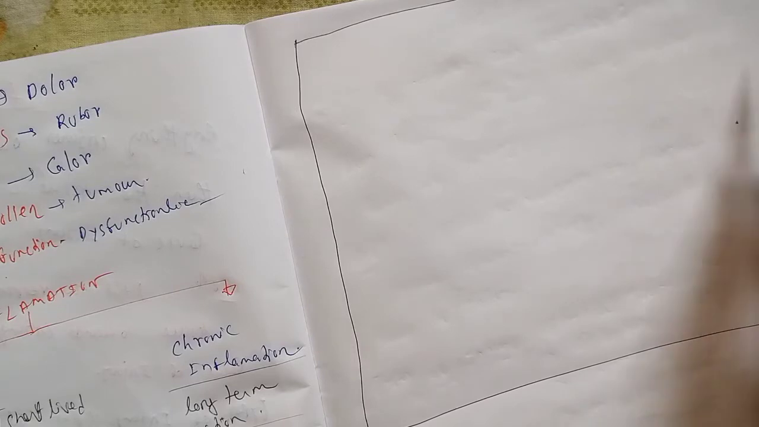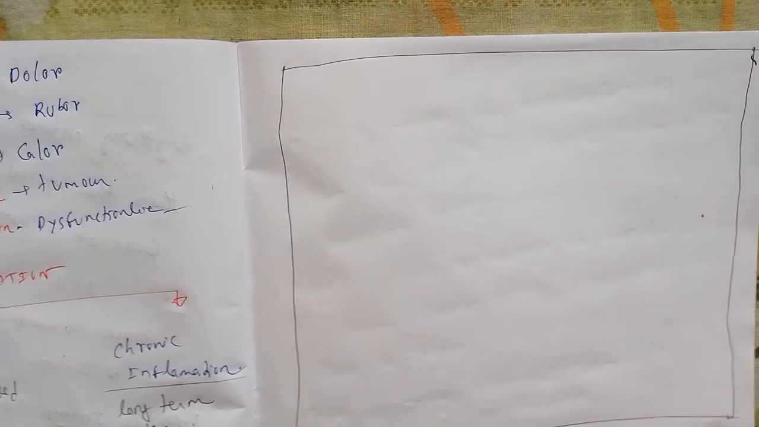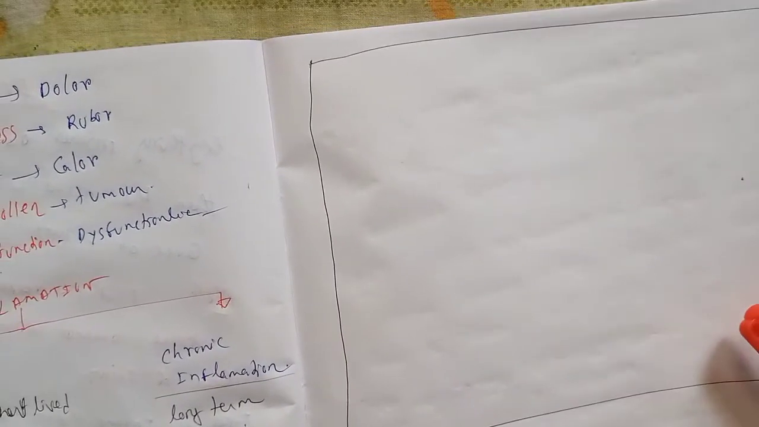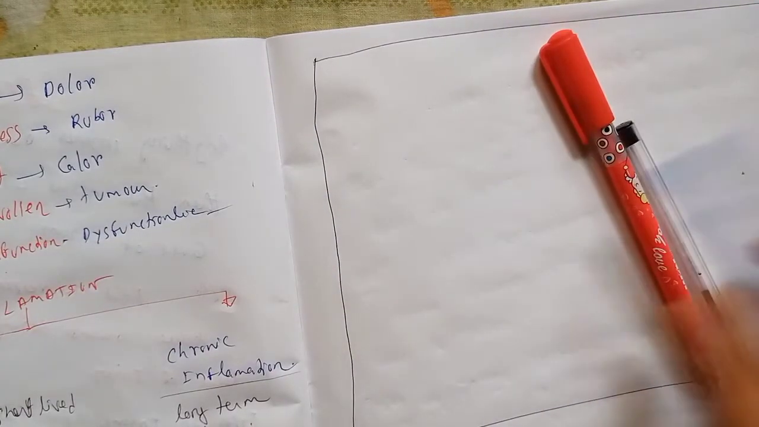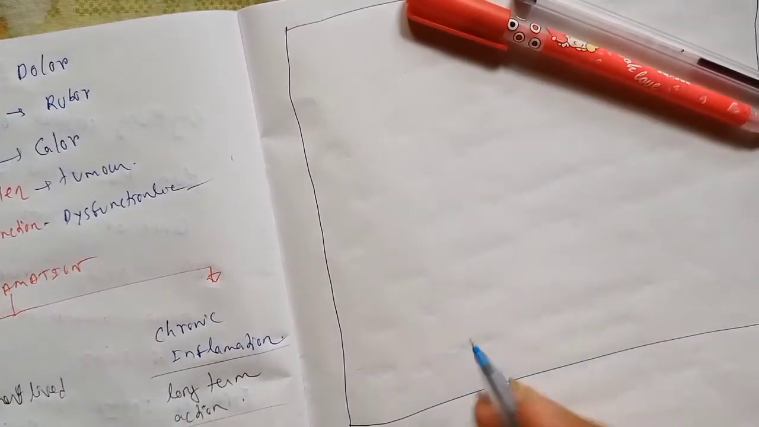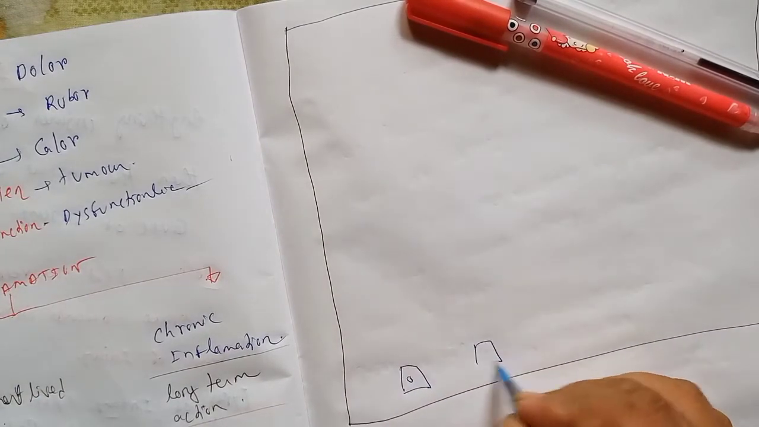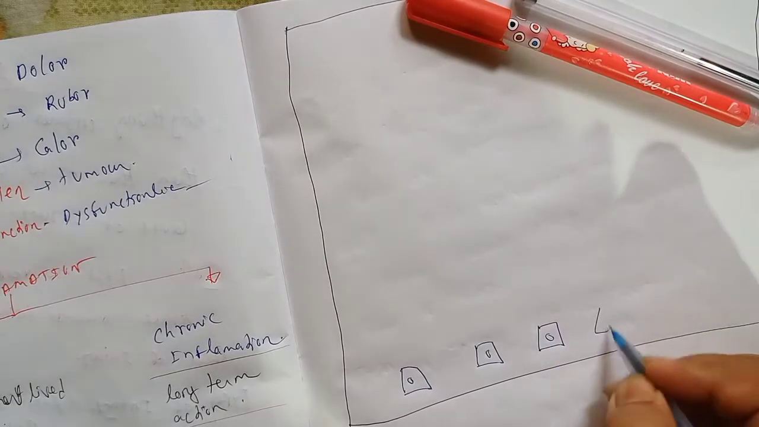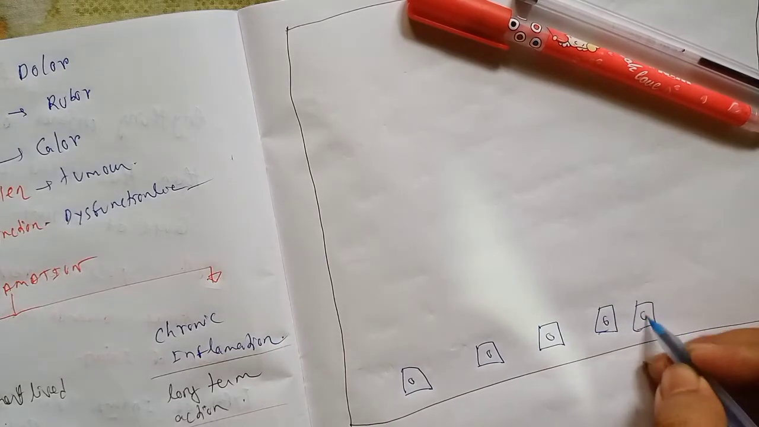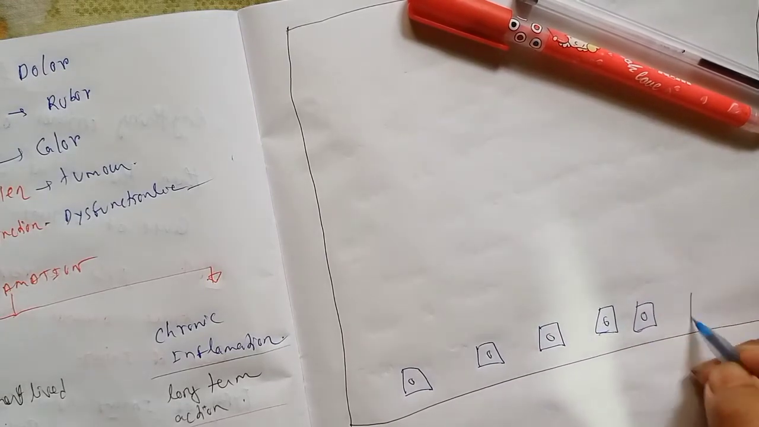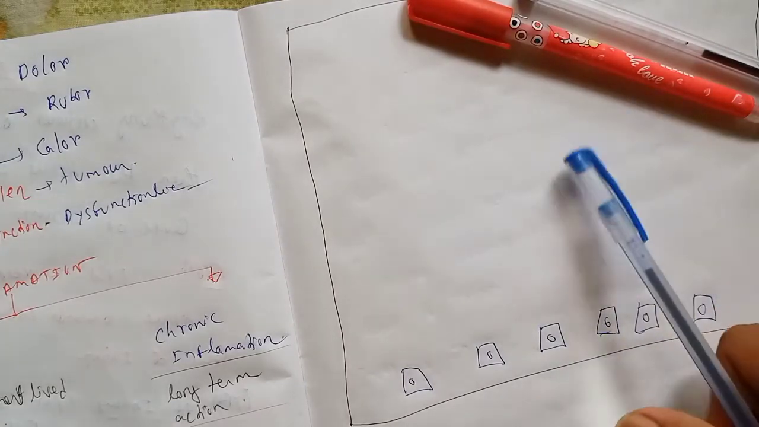Suppose, guys, it's a tissue. Within that tissue there should be parenchymal cells. First of all, these are the parenchymal cells. And of course you should have an idea of what parenchymal cells are.